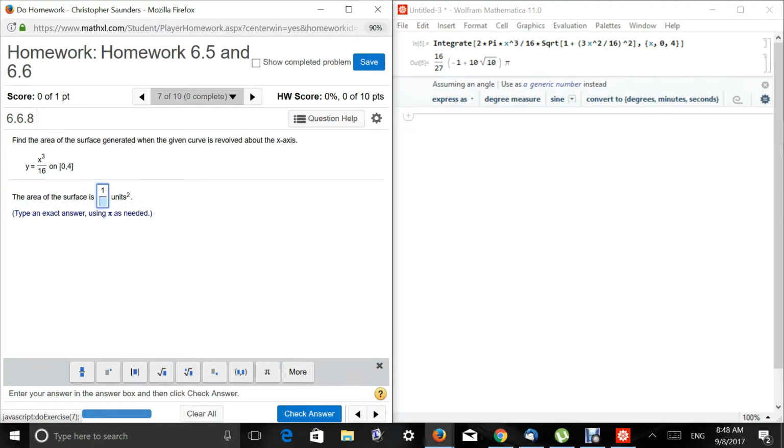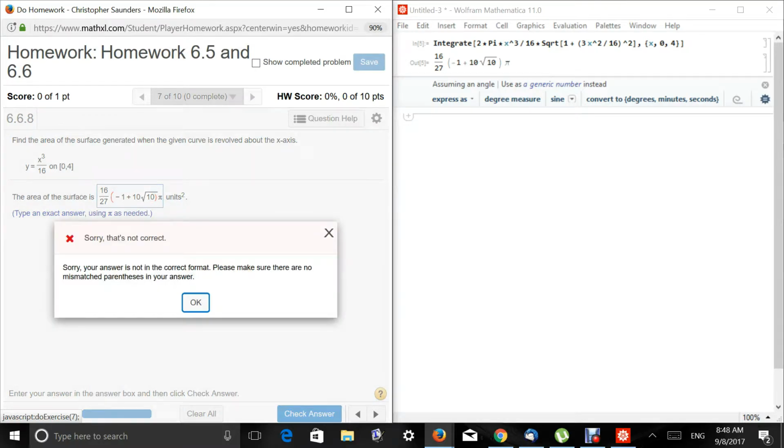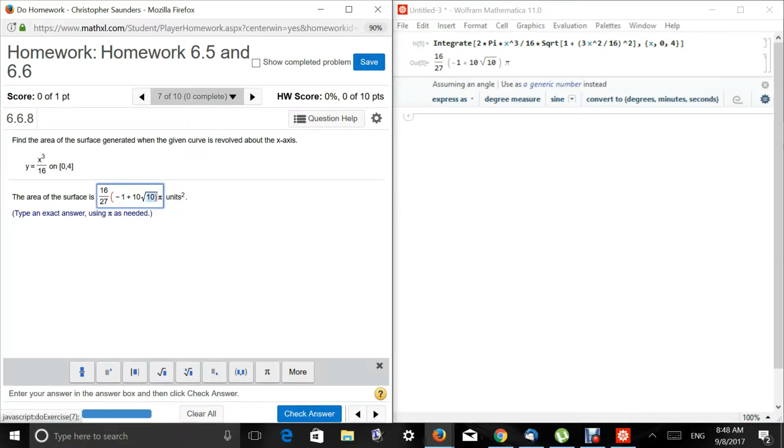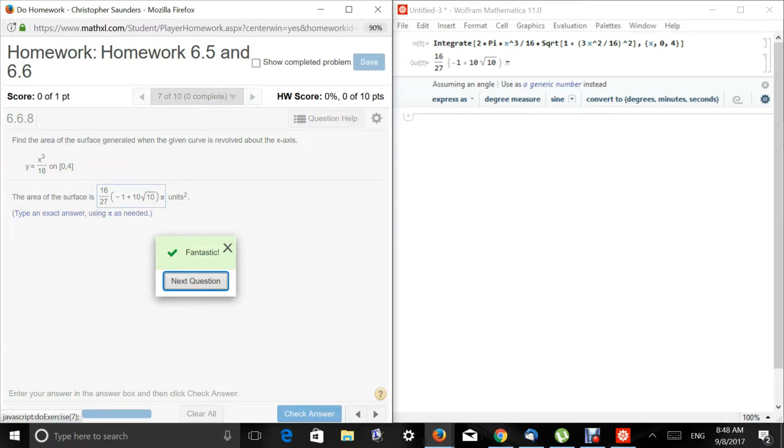So if I just enter 16 over 27 times -1 plus 10 square root of 10, then pi, outside the square root, sorry about that, I missed my parentheses. My parentheses in there, I didn't want parentheses to be inside the square root. There we go. And we've got the right answer. And so this will simplify the work when possible.